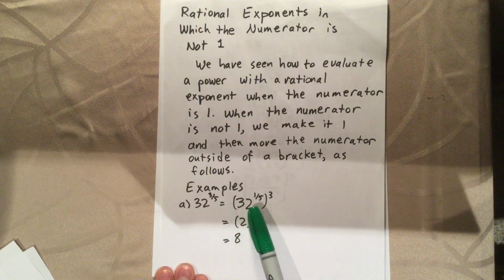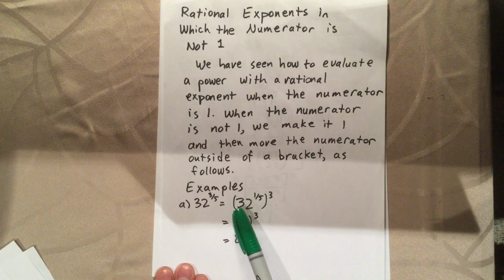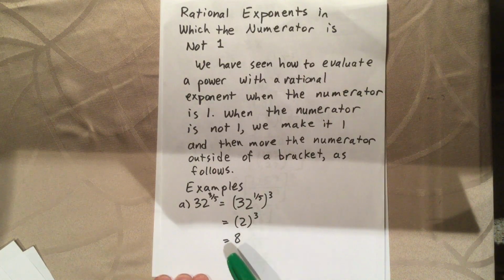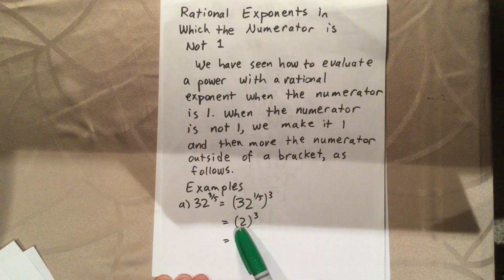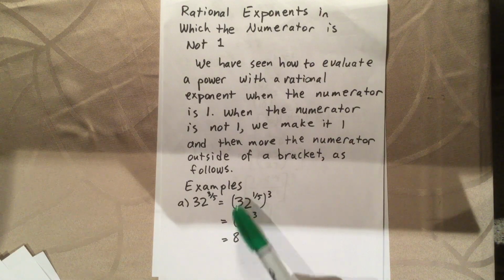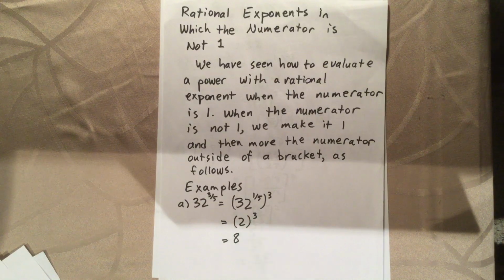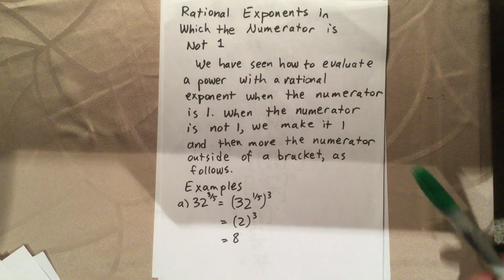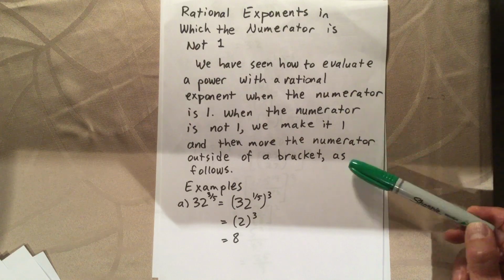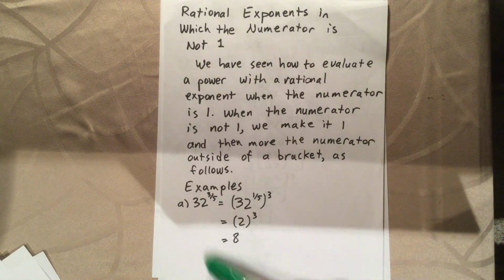I focus on just the denominator, so I just do 32 to the 1/5, and then I put that to the exponent 3. Well, 32 to the 1/5 is 2, because the fifth root of 32 is 2, because 2 times 2 times 2 times 2 times 2 is 32. So this bracket is a 2, raise it to the exponent 3, and I've got an 8 as my answer. So in other words, like it says here, when the numerator is not 1, make it 1, and then move the numerator outside of a bracket. And that's what we just did.